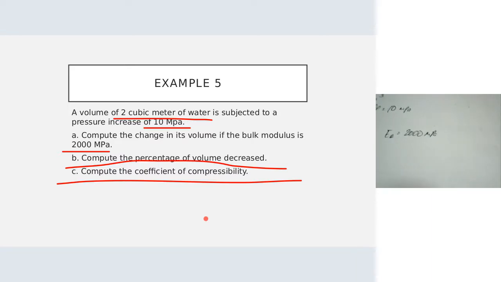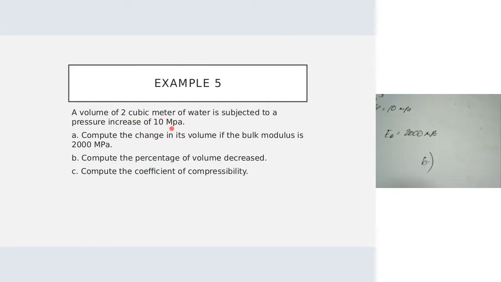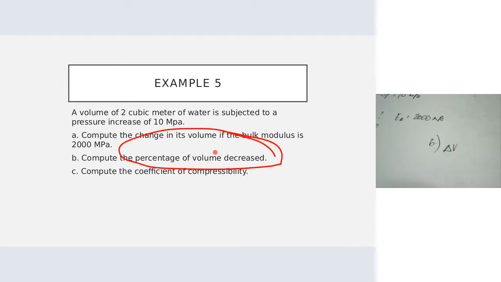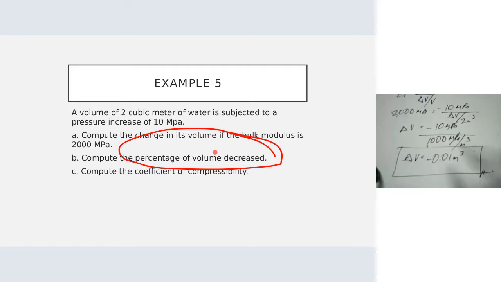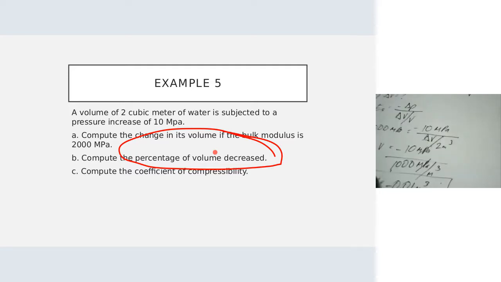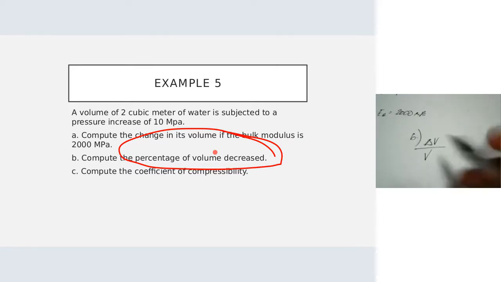Now, yung sunod na tanong is i-compute daw natin yung percentage of volume decrease. Kapag nakita natin to, ganito lang yung gagawin natin. So, di ba, nakuha natin yung change in volume. I-divide lang natin yun sa original volume. Okay? Para malaman natin yung percentage of volume decrease. We just have to multiply this by 100%.